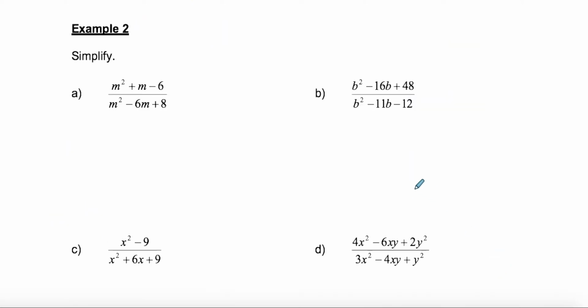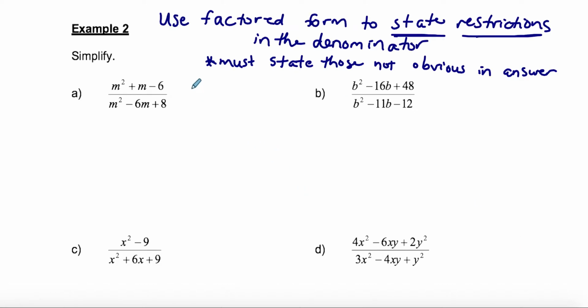What we're going to also talk about on the back of the page is we're going to factor first, and then we're going to use our factored form to state any restrictions that we might have. The students get confused here, but I'll try and explain.